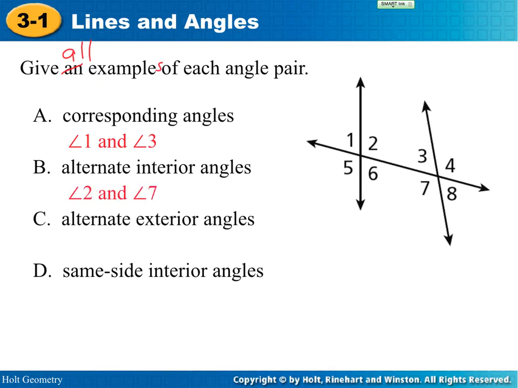Alternate interior, one of them should have been 2 and 7, then 3 and 6. 1 and 8 for alternate exterior, also 4 and 5. And then 2 and 3 or 6 and 7. I just listed 1, I changed the directions on you to list all of them. Okay, so that was with your partner.